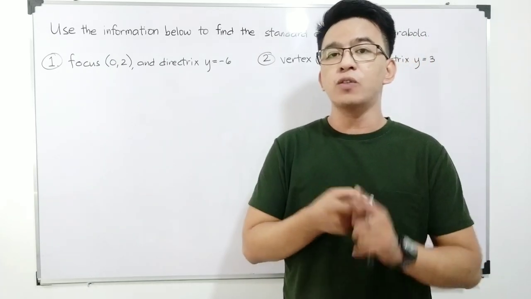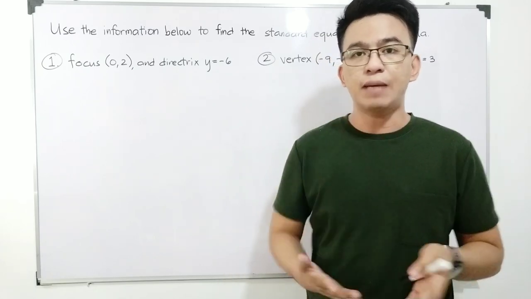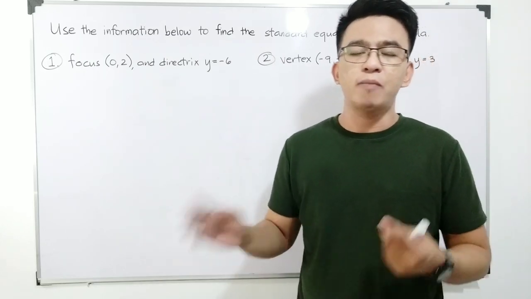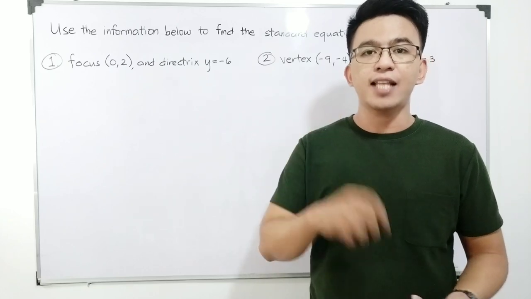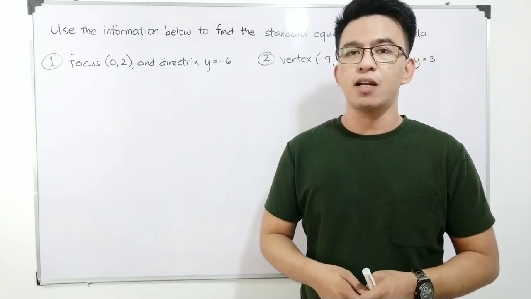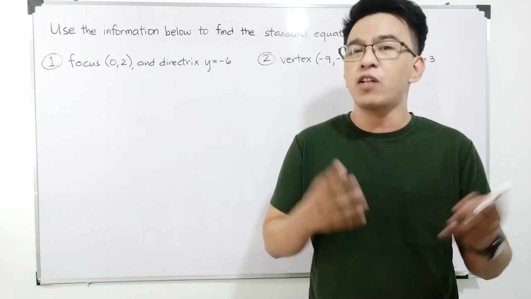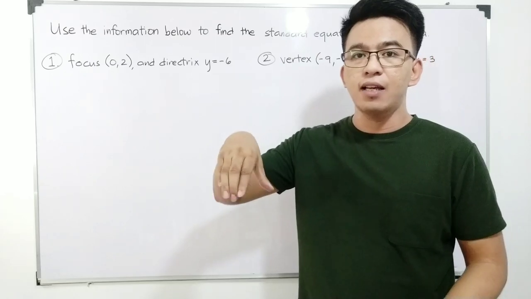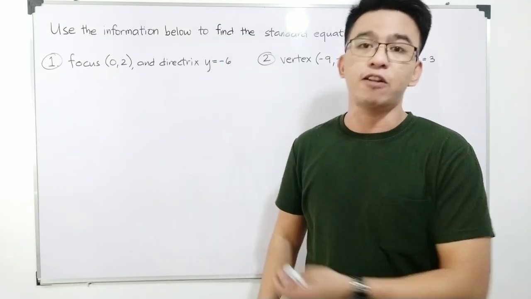First, you need to know the position or the orientation of the parabola. It is difficult if you only imagine it. So much better if you will draw a Cartesian plane. Second, you need to remember the different standard forms of the different orientations of a parabola. Whether it opens upward, downward, to the left or right, you should also know their standard form.